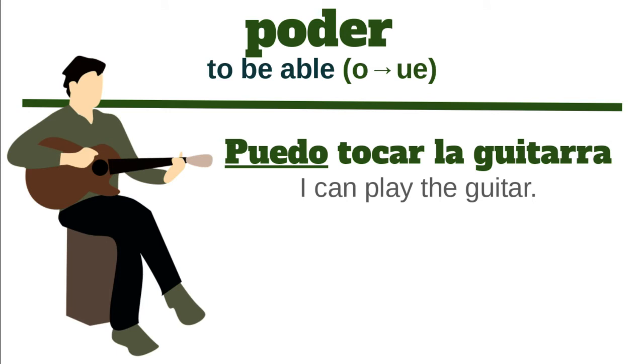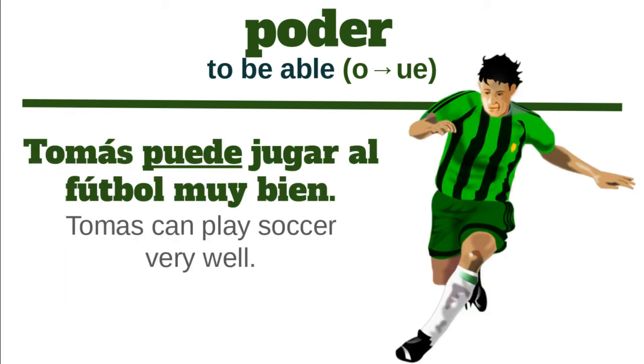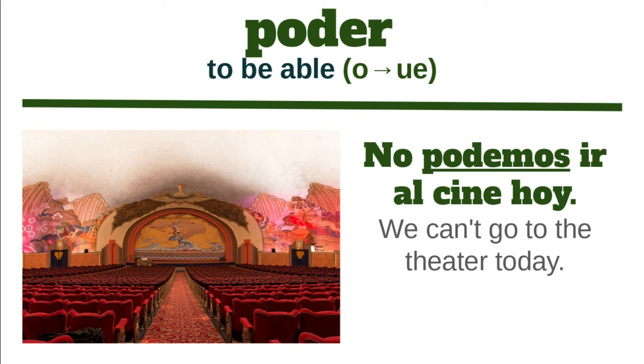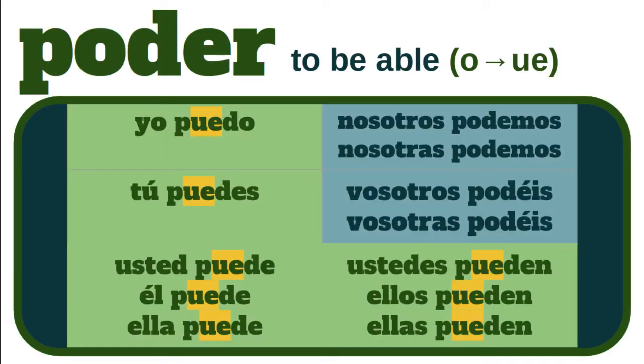Puedo tocar la guitarra. I can play the guitar. Tomás puede jugar al fútbol muy bien. Tomás can play soccer very well. No podemos ir al cine hoy. We can't go to the theater today. So that was the verb poder.